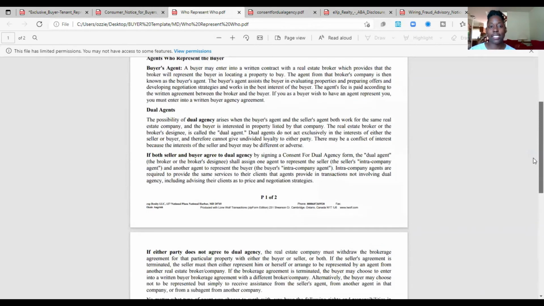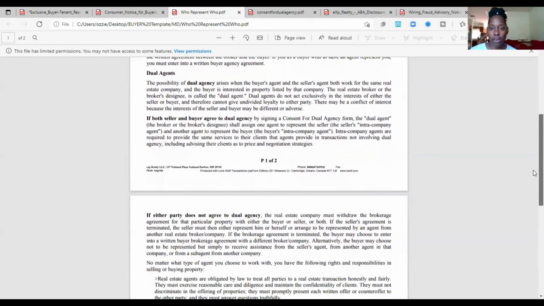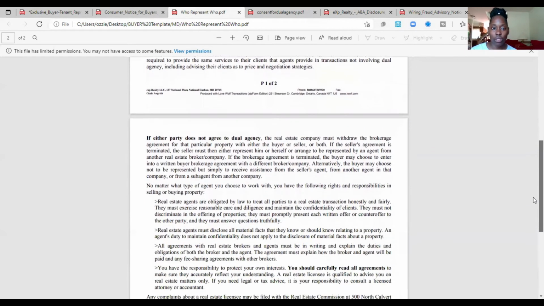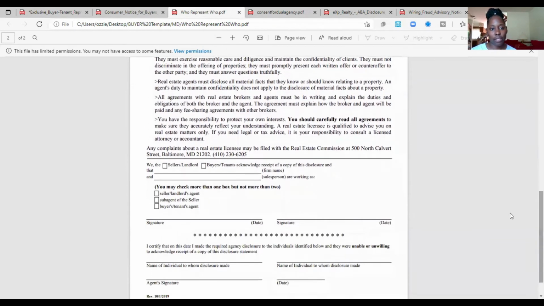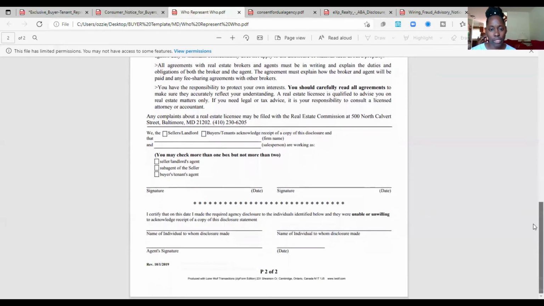It goes into dual agency and what the definition of those terms mean. If you or the seller do not agree to dual agency, this paragraph discusses that. Here you will have my information, saying that I represent you as the buyer, my firm name, EXP, and my name here, and then buyer's tenant. Down here below is if you certify that on this date, I made the required agency disclosure to you identified below, and that you were unable or unwilling to acknowledge receipt of a copy of this disclosure. They're just saying, if you decide that you don't agree to this, you just sign a date here of this disclosure.